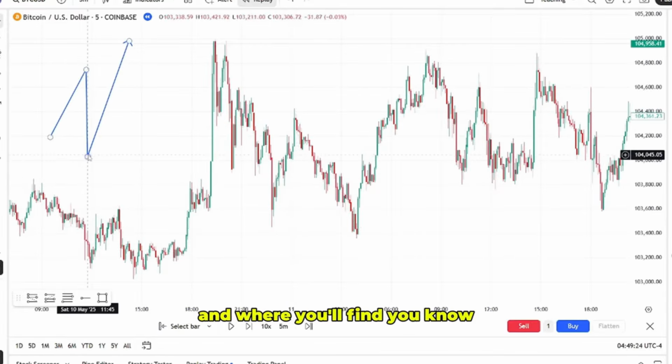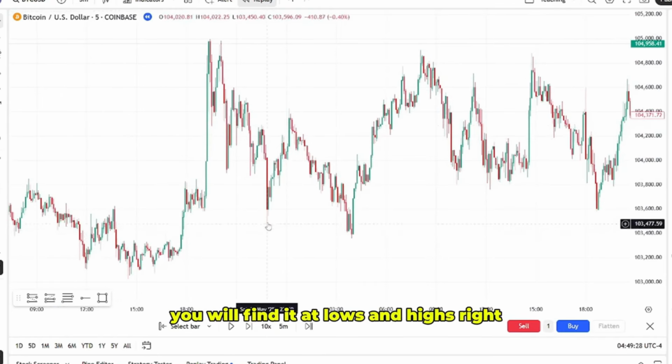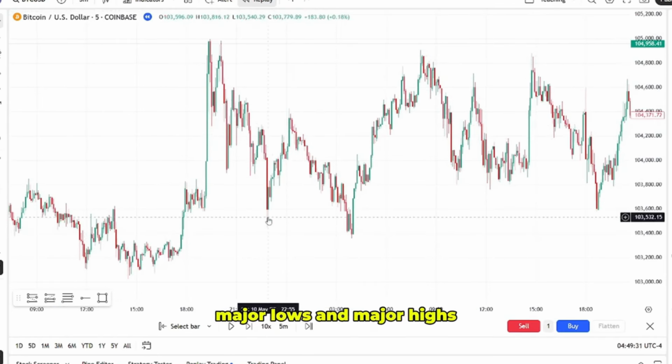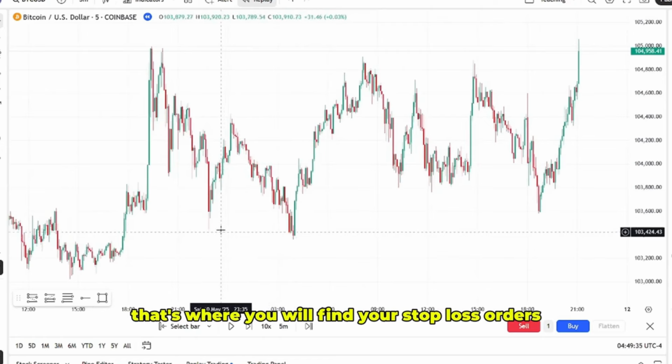And where you'll find major stop loss orders, or at least on the 5 minute chart, you will find it at lows and highs, right? Major lows and major highs. That's where you'll find stop loss orders, right?